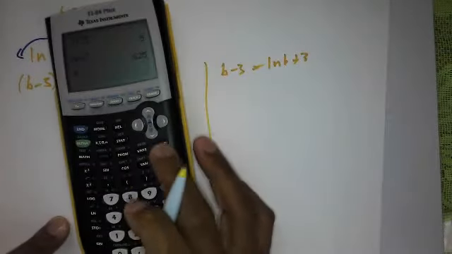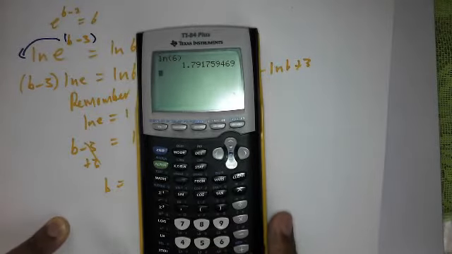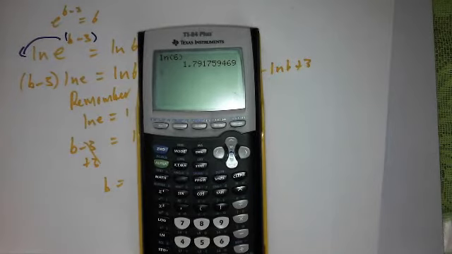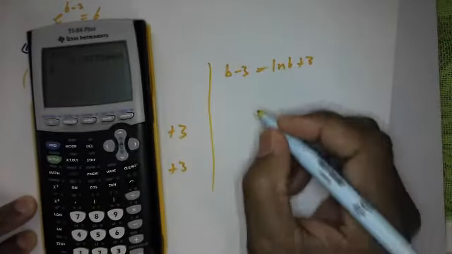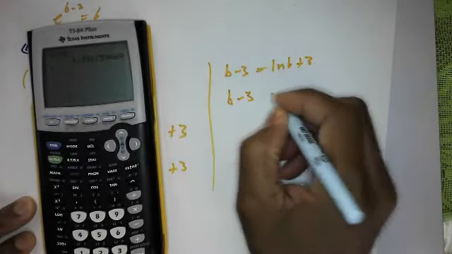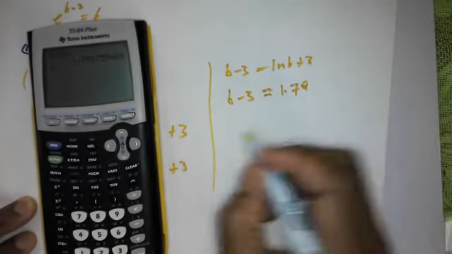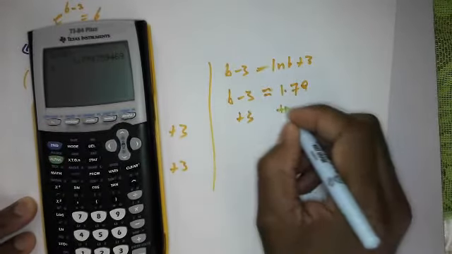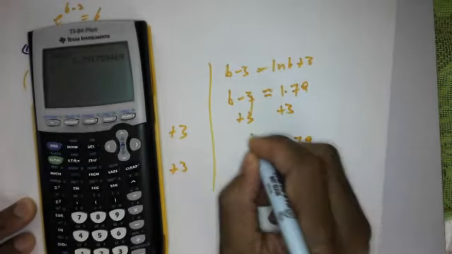Let's find what is ln 6. So for ln 6, we hit ln and then 6, and that is 1.79175 whatever. Okay, let's keep it to 2 decimal places. So we're going to have that as approximately 1.79. So this would be b minus 3 equals approximately 1.79. Then of course you would add 3 to both sides. So b would just be 4.79.